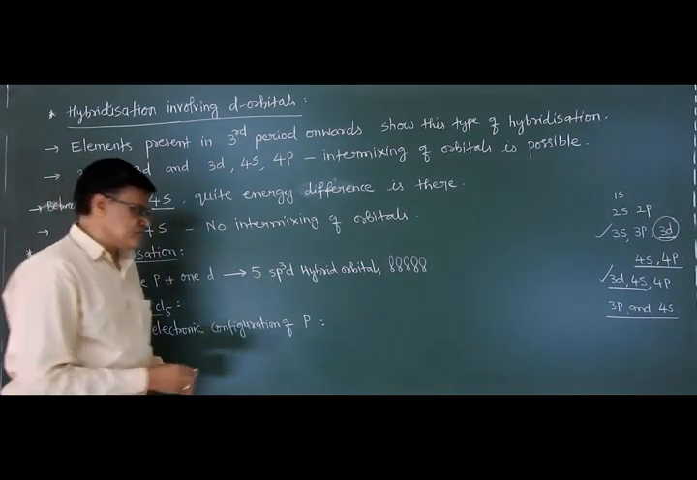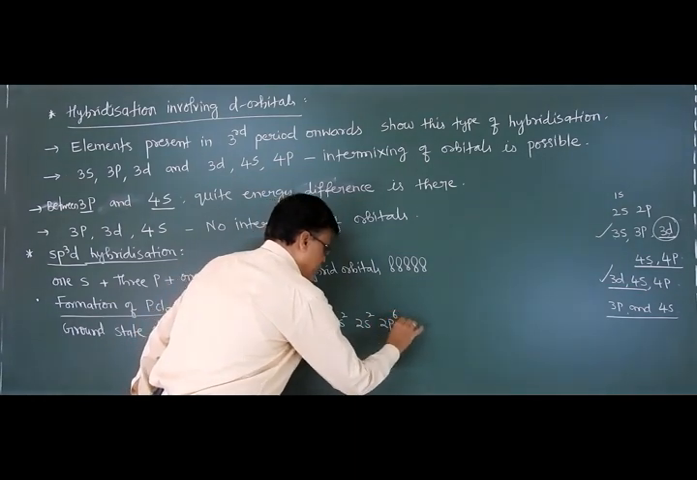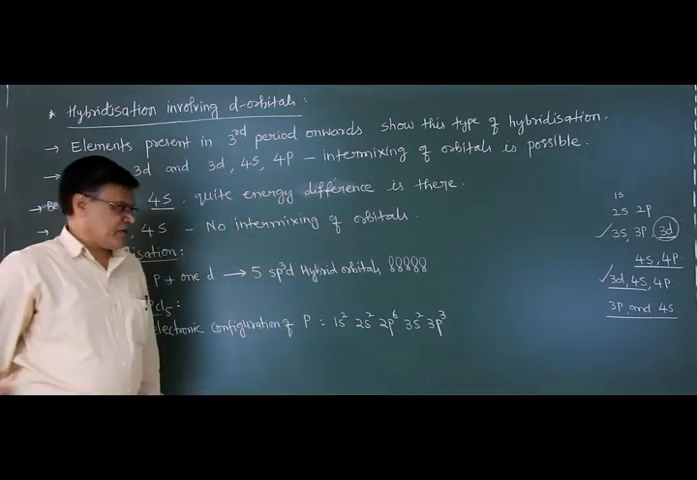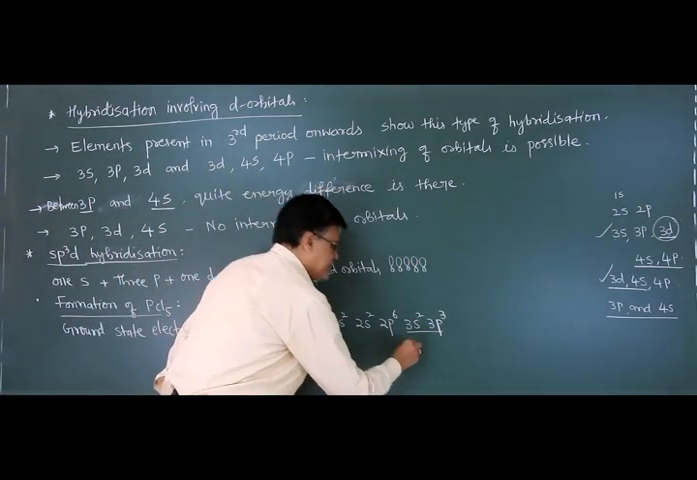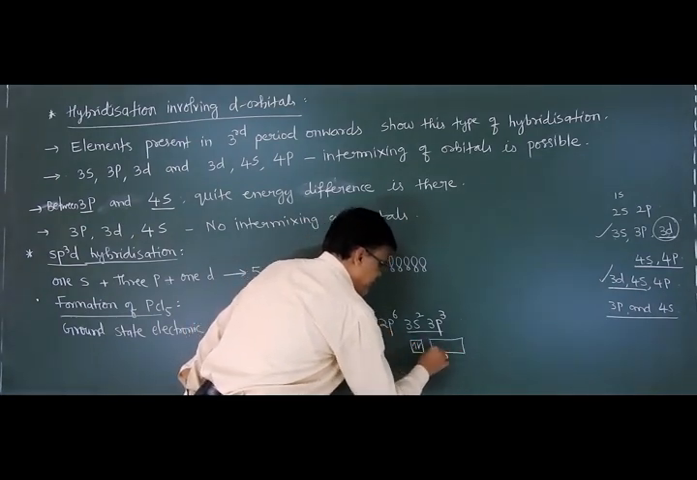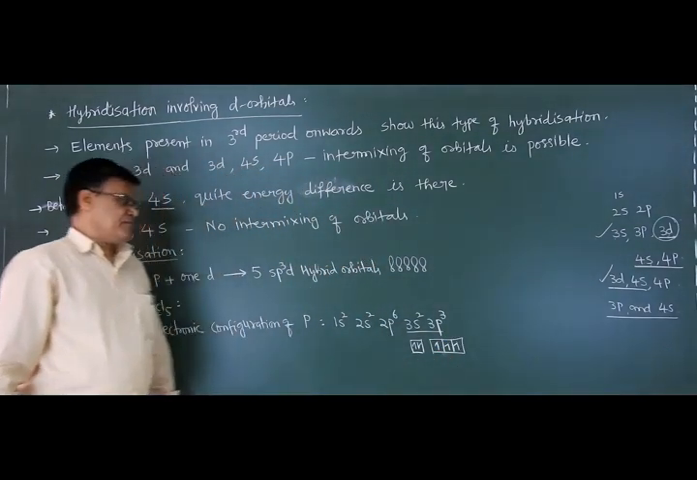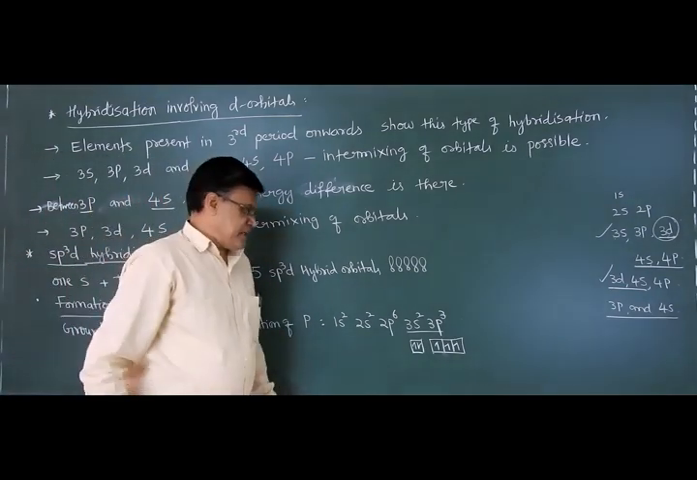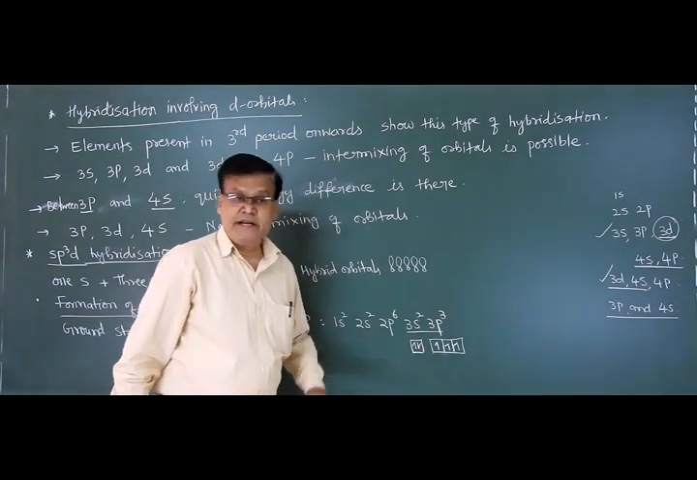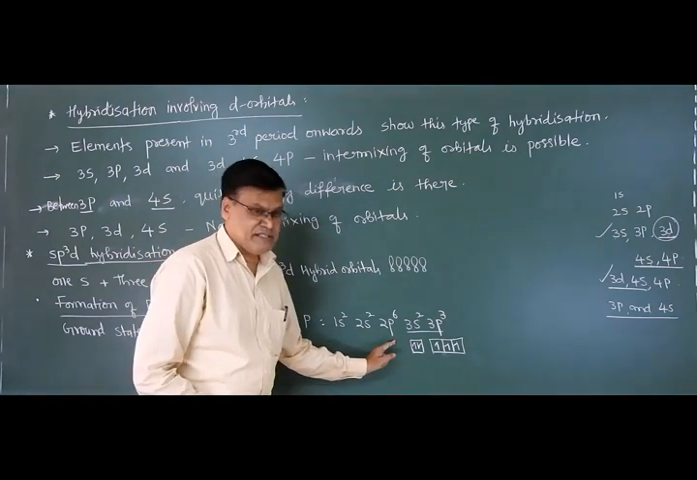Atomic number is 15, that is 1s2, 2s2, 2p6, 3s2, 3p3. Clear? Now the valence shell is the third shell. It has 2 electrons in 3s and 3 electrons in 3p: 1, 2, 3. Understood all of you? Now here, according to hybridization, 1 s orbital, 3 p orbitals. Okay, where is the d orbital? D orbitals are not there here. Therefore, excited state is possible in this molecule.